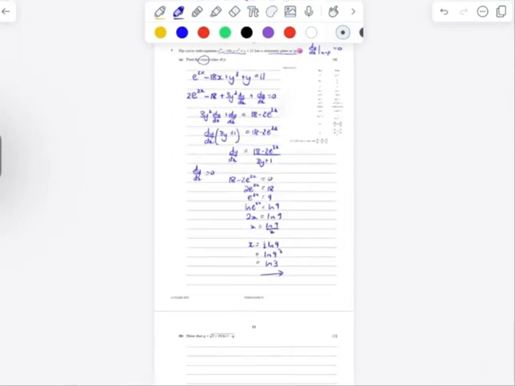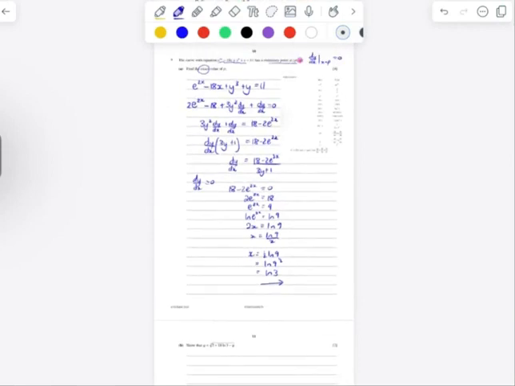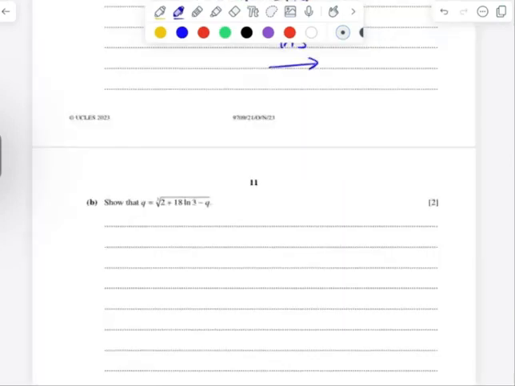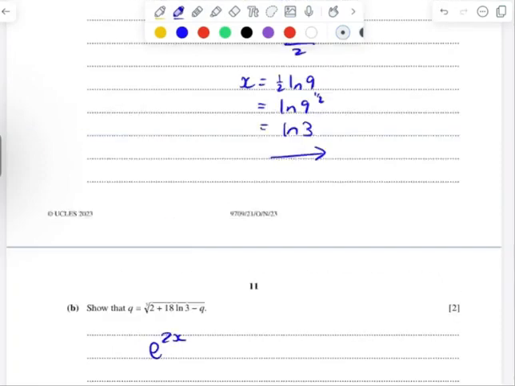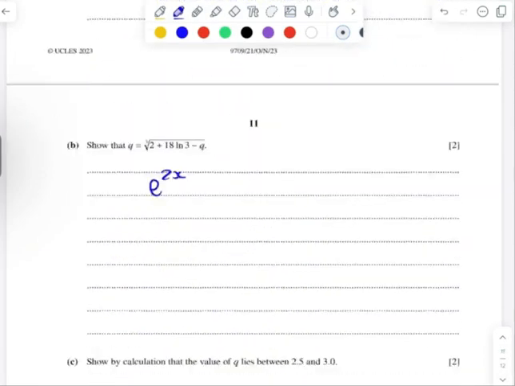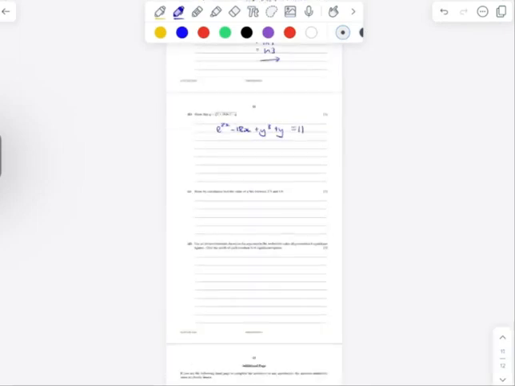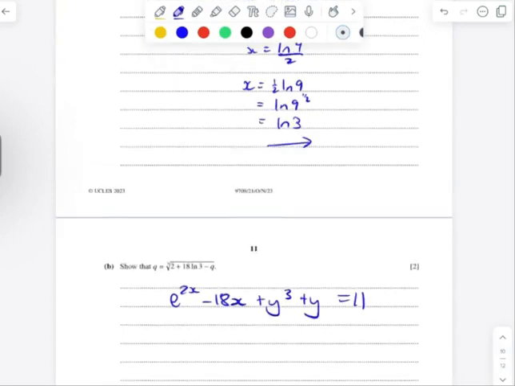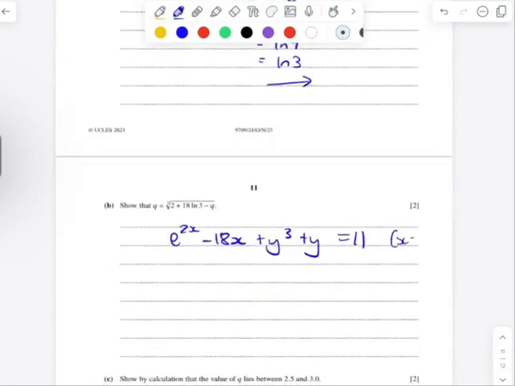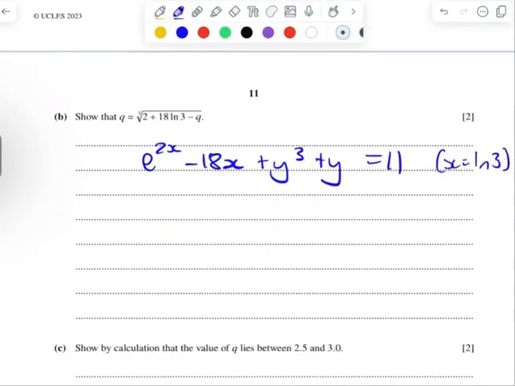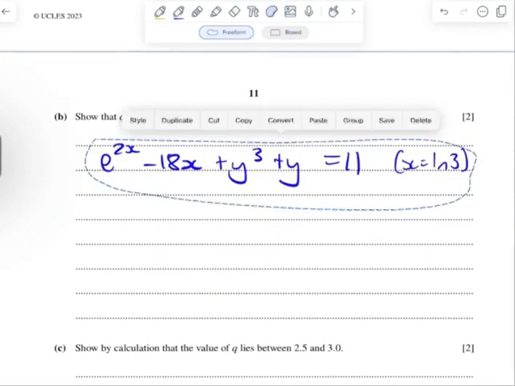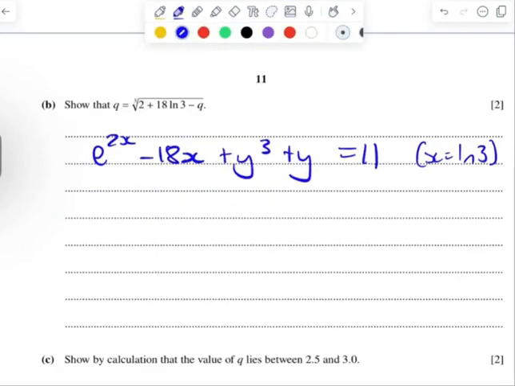So what we've got to do is go back to our original equation, because that's a relationship between x's and y's. So e to the 2x, I'm just going to write it down, minus 18x plus y cubed plus y is equal to 11. I think that's what it was. Okay, and we know that x is equal to ln 3. So I'm going to plug ln 3 into all my x's, and then I'm going to manipulate it to look like the above formula.